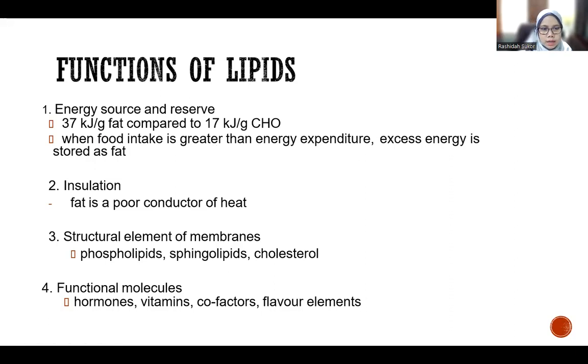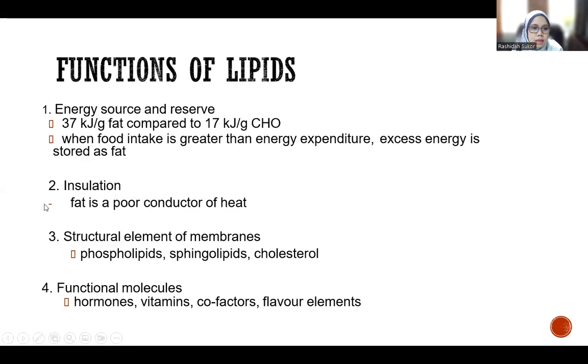So for diet purposes, it is about balancing the intake and the energy expenditure. When the food intake is greater than the energy expenditure, that means you don't use a lot of energy and burn the fat, so this excess energy is stored as fat in the body. That's why, along with a balanced diet, we also have to expend energy. We have to go exercise to burn the fat from the food intake that we take from our meals.